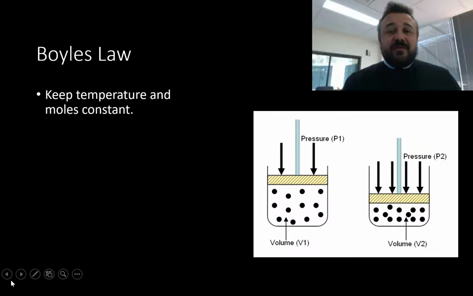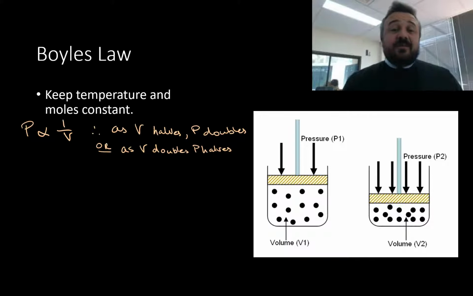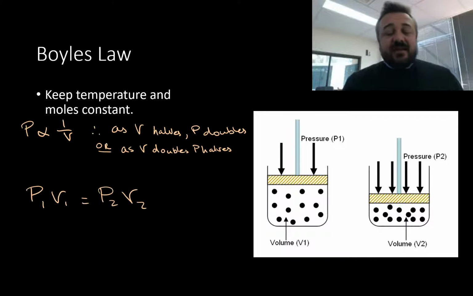So let's talk about Boyle's Law first, where we keep temperature and moles constant. We're talking about pressure and volume here, and pressure and volume are inversely proportional. In other words, as the volume halves, pressure doubles, and we can see this in this piston just over here. Or, as volume doubles, the pressure halves. So as we increase the volume, the number of times those particles hit the walls decreases. And we get this equation here, which is P1 V1 equals P2 V2.